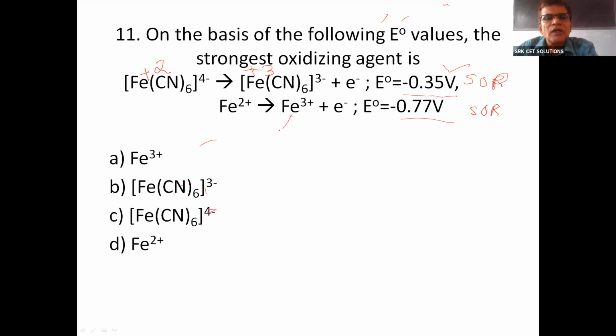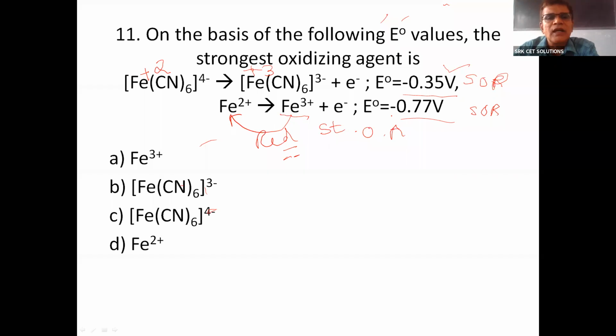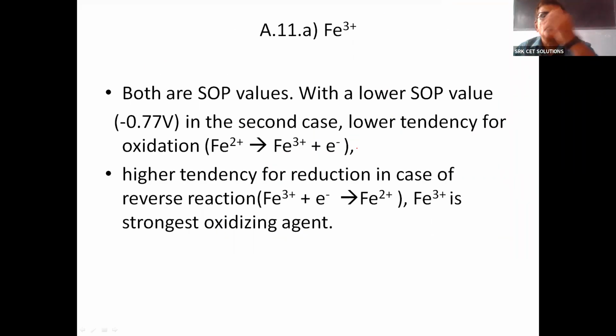For the reverse process, the tendency for reduction is more. So reduction tendency will be more, which means this species can easily get reduced, which means it can act as a strong oxidizing agent. Let us see the calculation. Yes, both are SOP, standard oxidation potential values. Lower SOP means the second case, lower tendency for oxidation, higher tendency for reduction in the reverse case, ferric to ferrous. That means ferric has strong oxidizing action.